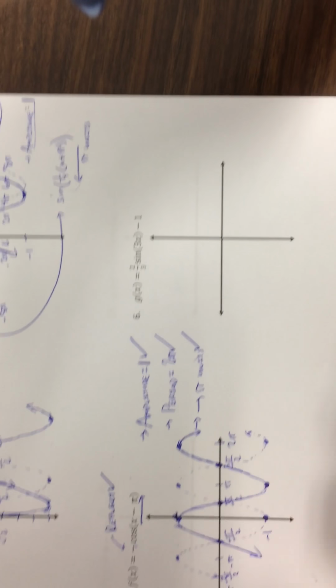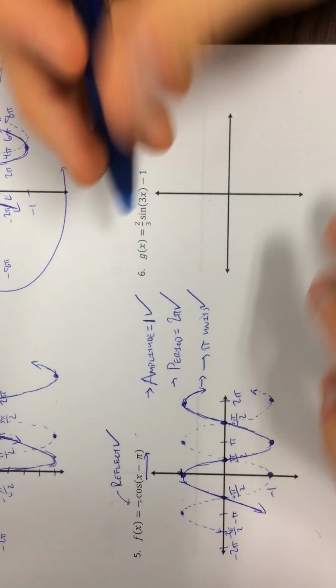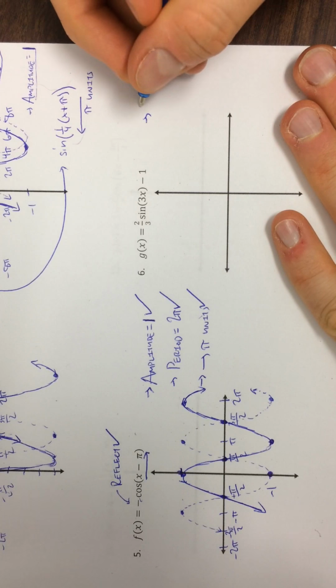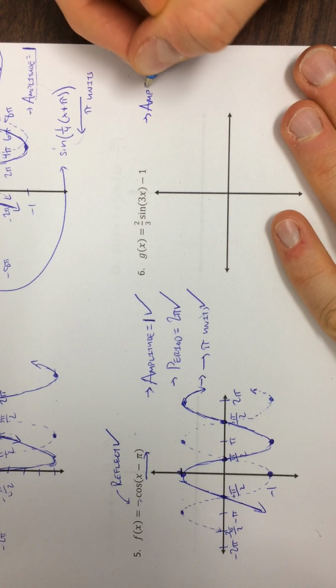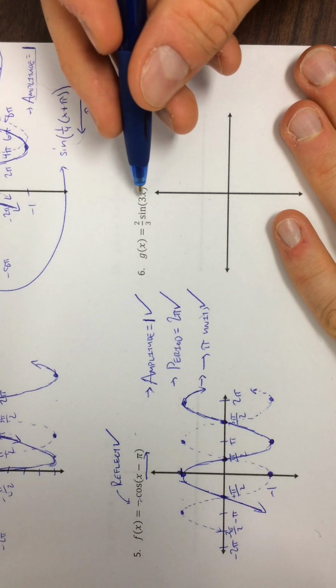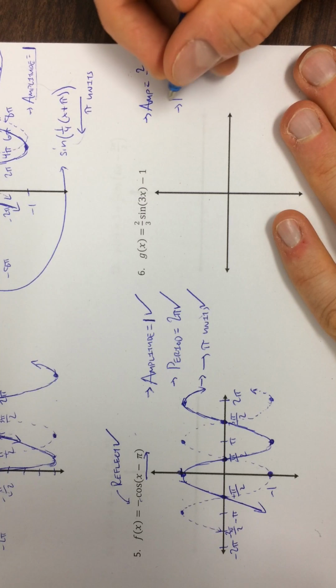So number 6, we have 2/3 sine of 3x minus 1. Well, I'm going to just start with 2/3. So 2/3 tells me the amplitude would be 2/3. All right. If x is being multiplied by anything, then that's dictating our period.